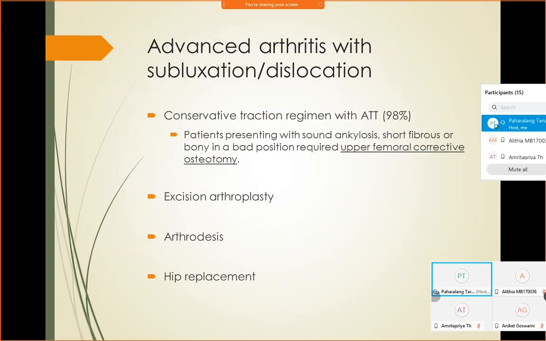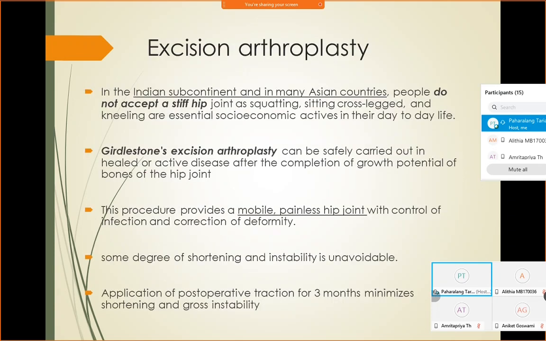So in the last stage, in addition to your conservative treatment of ATT, you might have to perform these surgeries, which are called an excision, an arthrodesis, or maybe a hip replacement. So we'll talk a little bit about these small operations that we perform here. An excision arthroplasty is basically you're going to excise just the head and neck of the femur. It's usually called Girdlestone's excision arthroplasty.